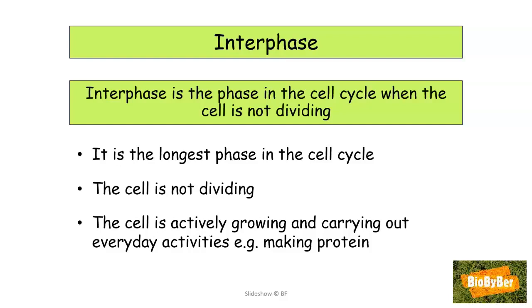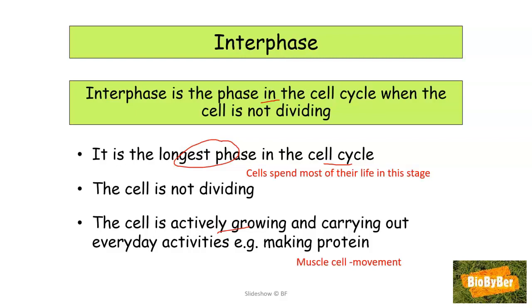Interphase, or the cell non-dividing stage, is the part of the cell cycle where the cell is not dividing, as we've just said. It is actually the longest phase in the cell cycle. Cells spend most of their life in this stage, most of their time not dividing. In this stage, the cell is actively growing and carrying out its everyday activities like making protein. If it's a muscle cell, then it is carrying out movement, for example.